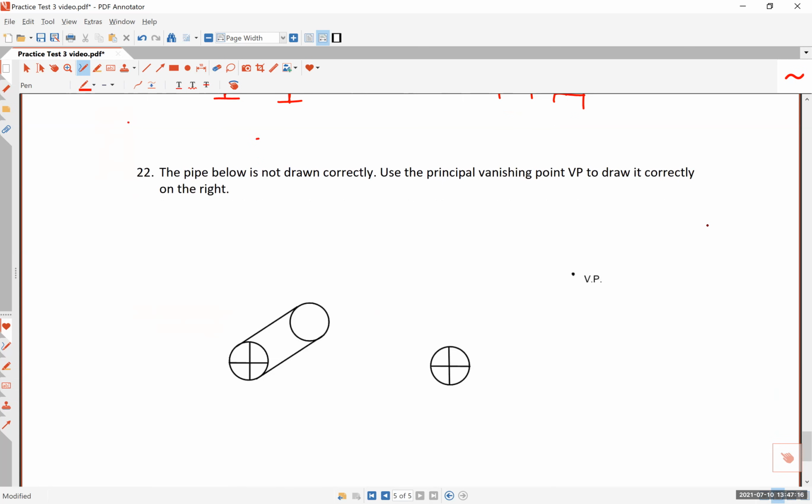All right, the last question, number 22. The pipe below is not drawn correctly. It is not drawn to scale or to perspective. Remember, this part is closer to the viewing eye and this is farther, so this should get smaller. Here's the vanishing point provided for us. This is a principal vanishing point. So what do you do? All right, this is what you do.